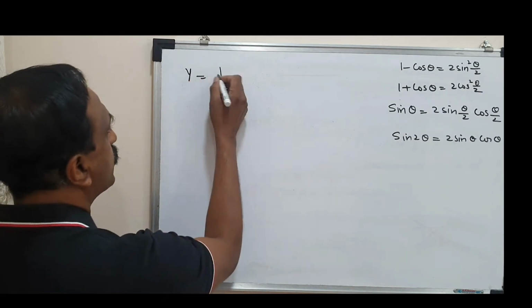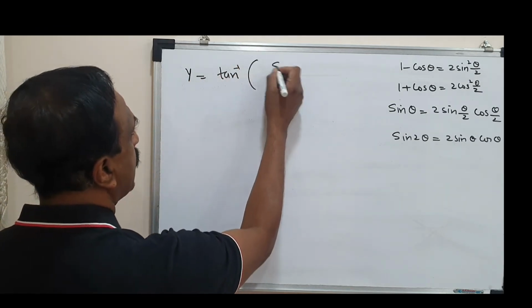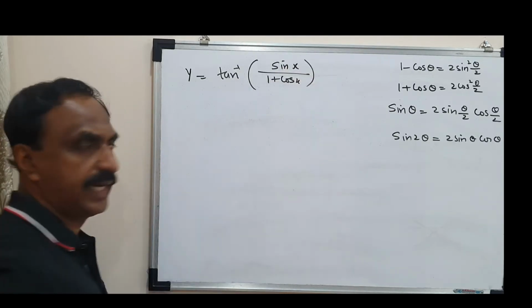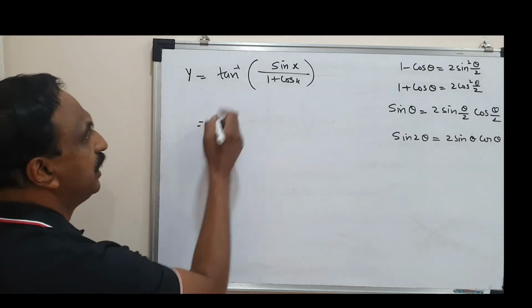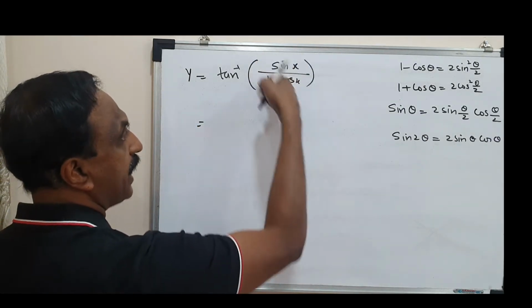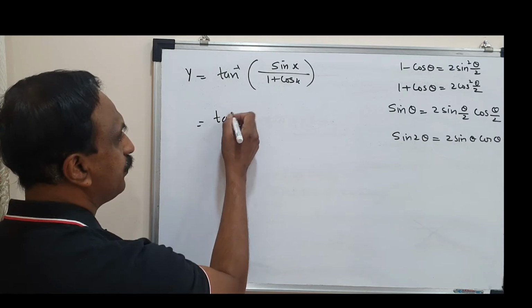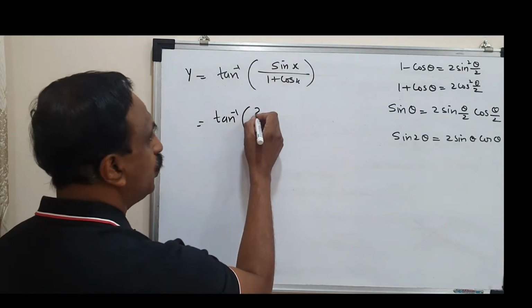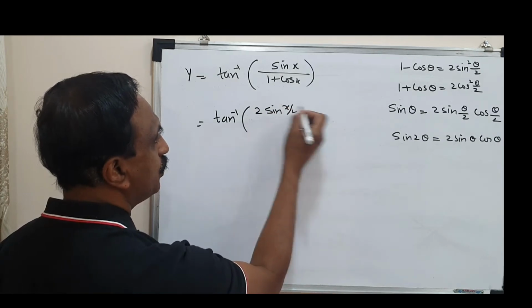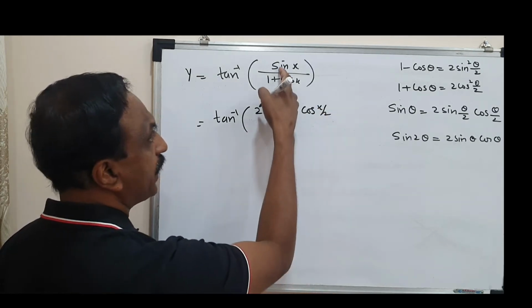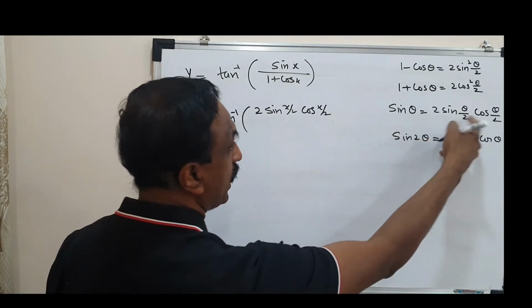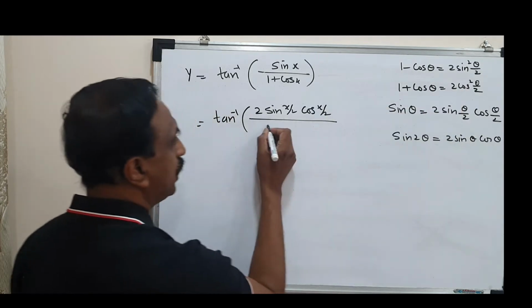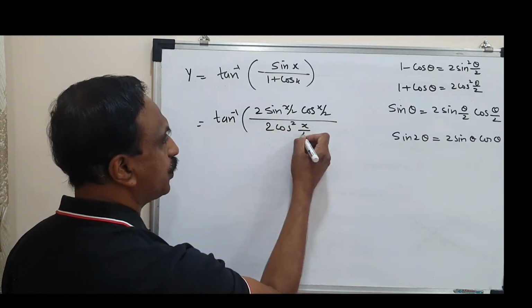Let's say y is equal to tan inverse of sin x upon 1 plus cos x. So I can write this. Outside is tan inverse. We need to bring tan inside it. So tan inverse of, so the inner function should become tan. So 2 sine x by 2 cos x by 2. From where do I get that sin x formula? Here, sin x is 2 sine x by 2 cos x by 2. And 1 plus cos x we saw, 1 plus cos x is 2 cos square x by 2.